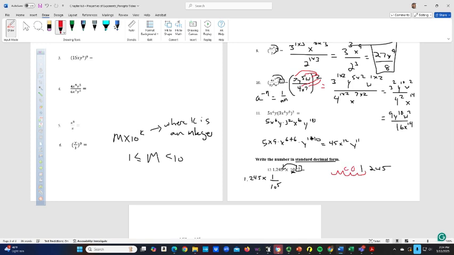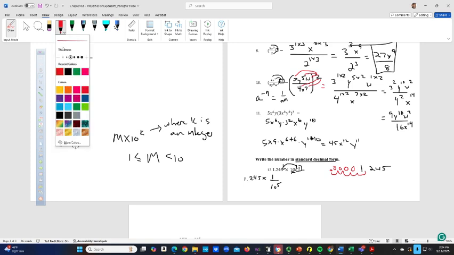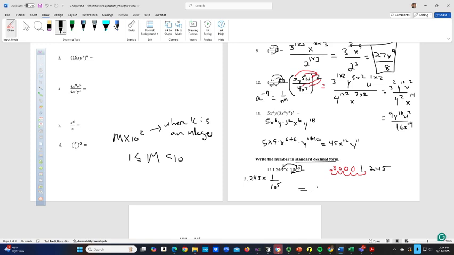And then I'm going to put my zeros in there for my placeholders, replace my decimal. So our final solution is going to be 0.00001245. Okay, and we're done. You don't have to do a whole bunch of calculations with your calculator.